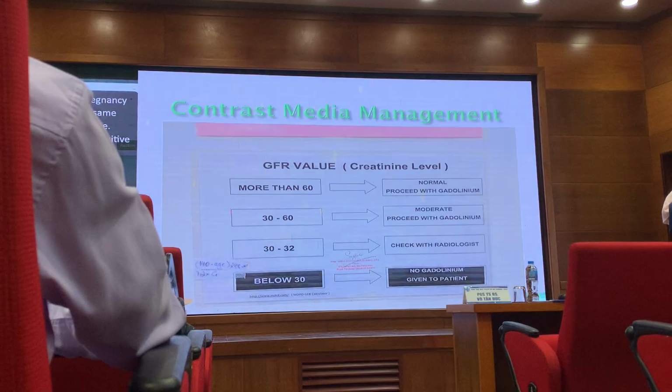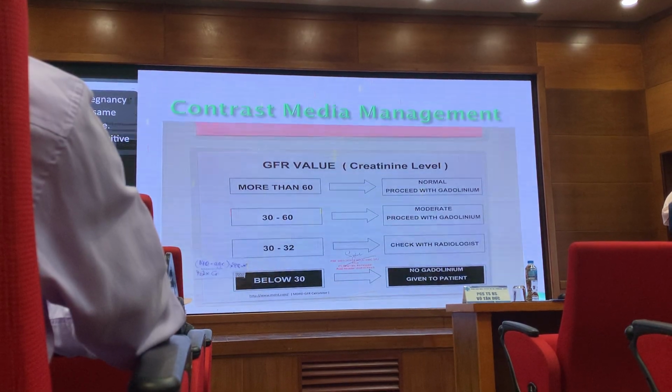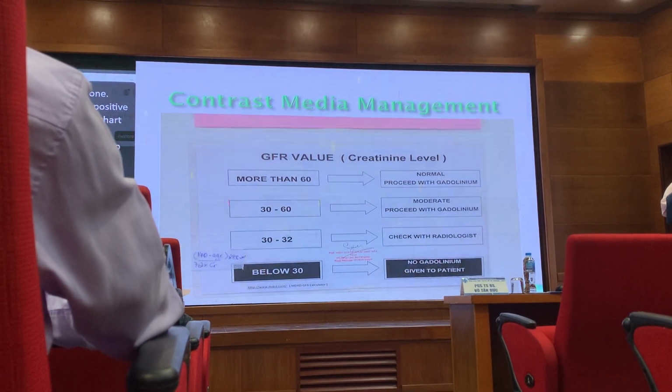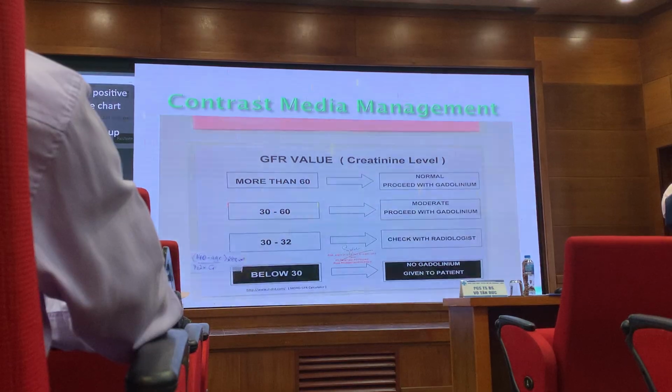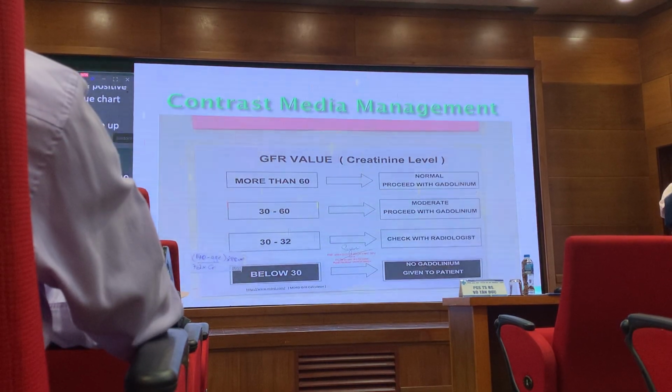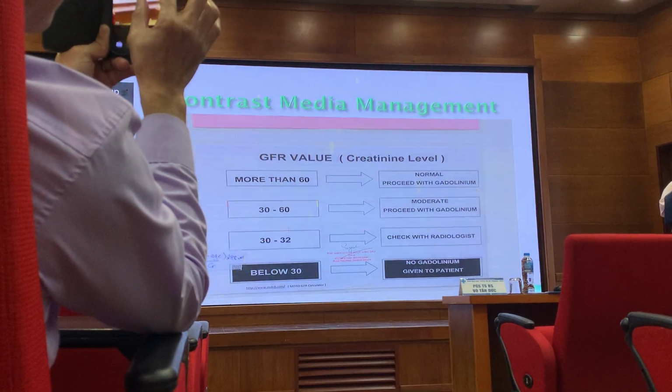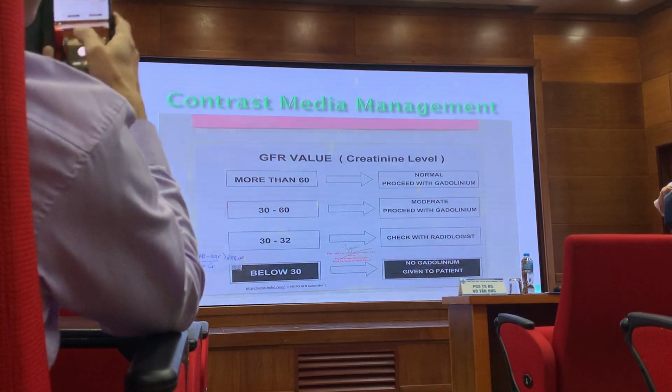This is our GFR value chart. If it is below 30, then normally we practice not giving contrast to the patient, unless the radiologist deals with the clinician, maybe the patient undergoes dialysis or another method to make sure the toxic gadolinium is flushed out from the body.